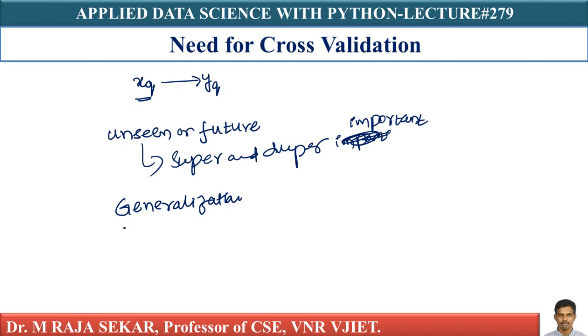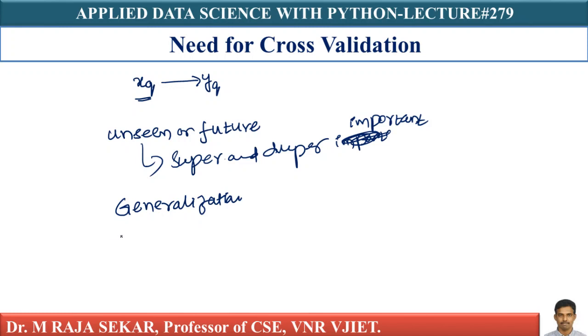We can say an algorithm generalizes better if it performs well on future points, if it performs well on unseen points. It must work well on unseen points, not just on my D-test, because I already have data for D-test. If it works only on D-test, it's useless. It must work on my future points.